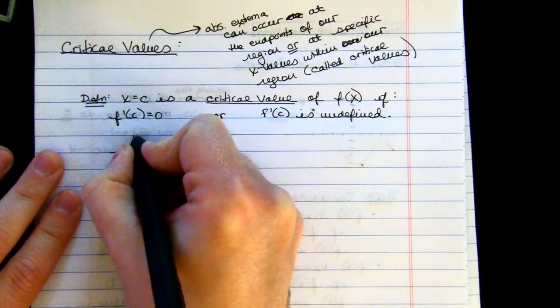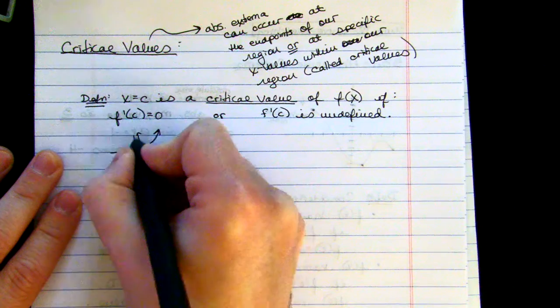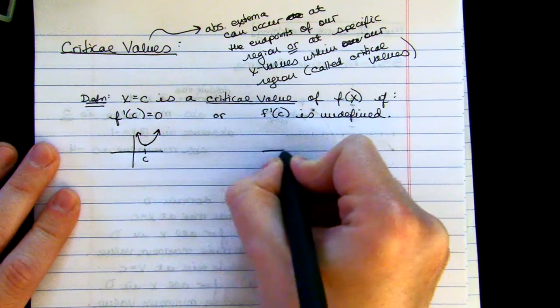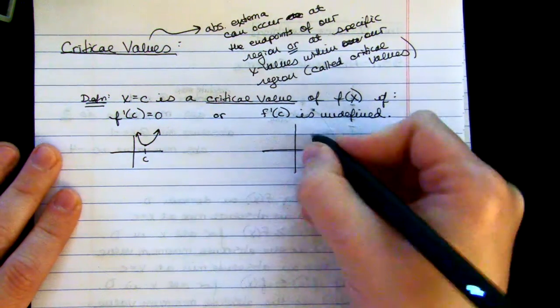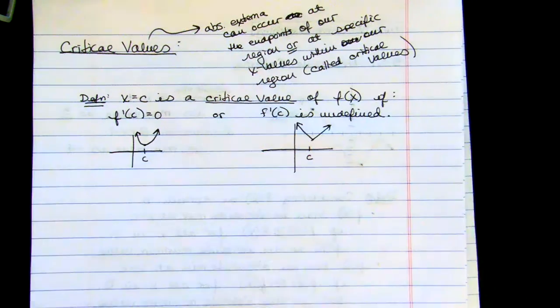for example, maybe something like this. Looks like I've got a minimum over here, and my derivative there is 0. Or if f prime of c is undefined. If my function's not differentiable there, maybe something like this, at the sharp turn on an absolute value function. Critical values occur if the derivative of my function either equals 0 or is undefined. Take a moment, copy that down, and then we'll start finding some of these.